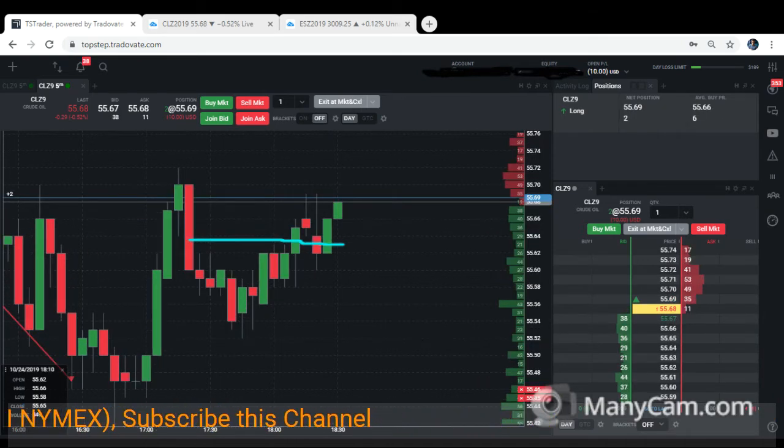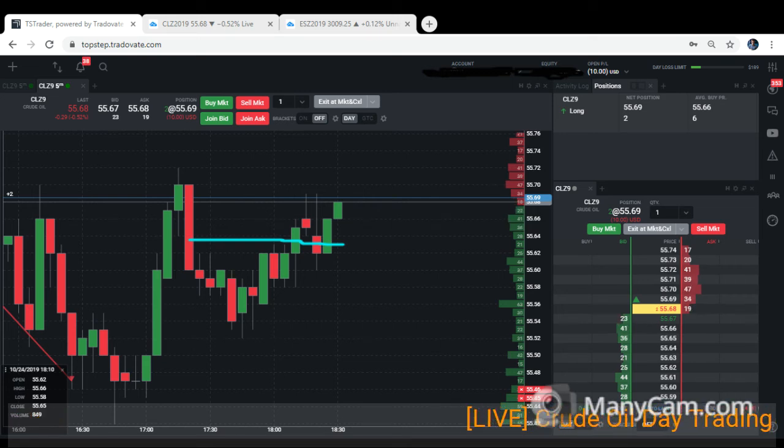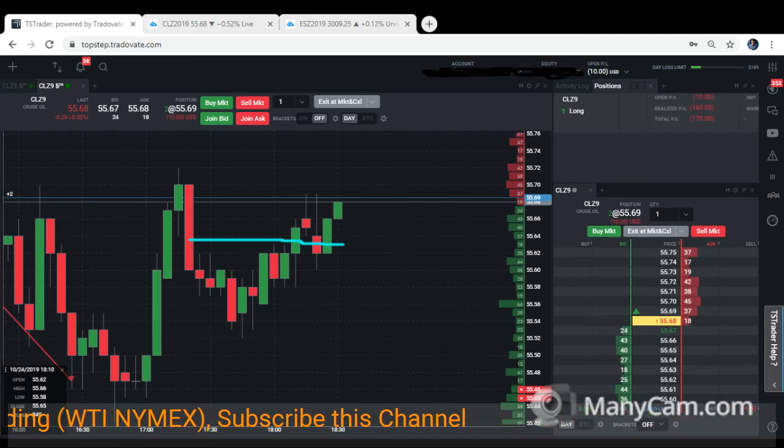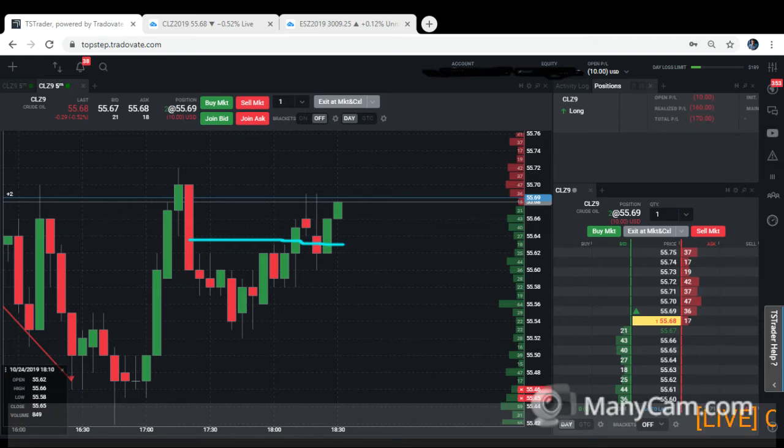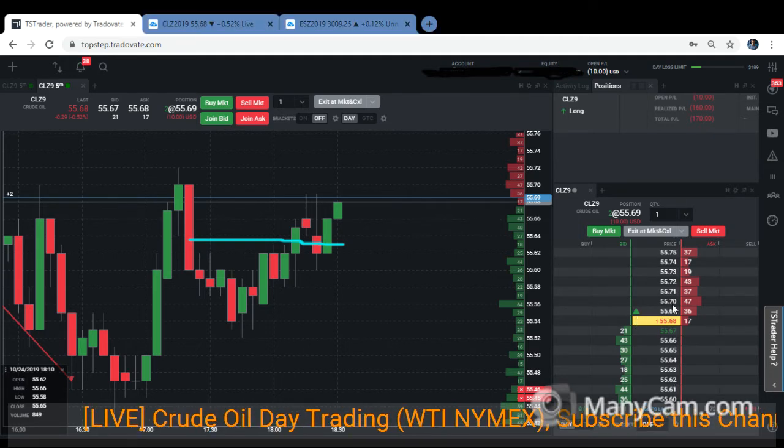Okay guys, after 30 minutes the price remains at an even price level to our entry, so there's a high chance for the market to move higher. This is what I'm expecting at this moment. So let's take a look at the volume for the higher price level.